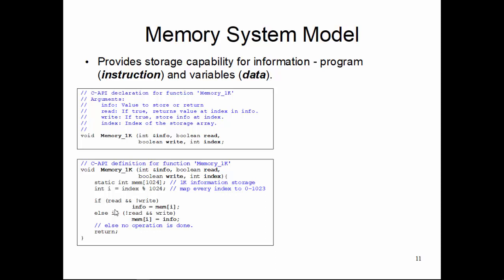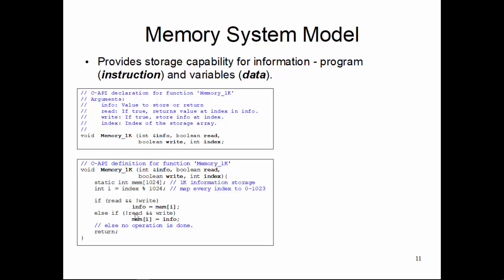So now it is a simple code. If it is a read operation, then you access that array at that index and get the result into your info variable, or return it back basically to your application.